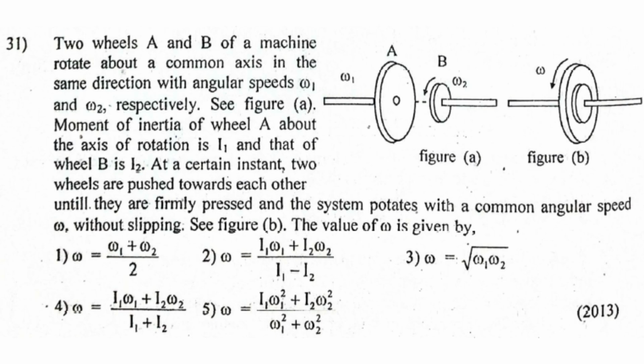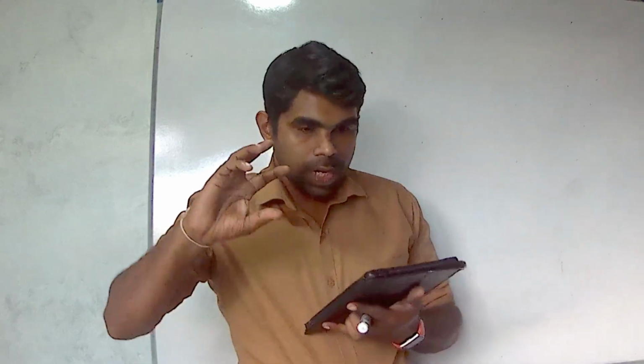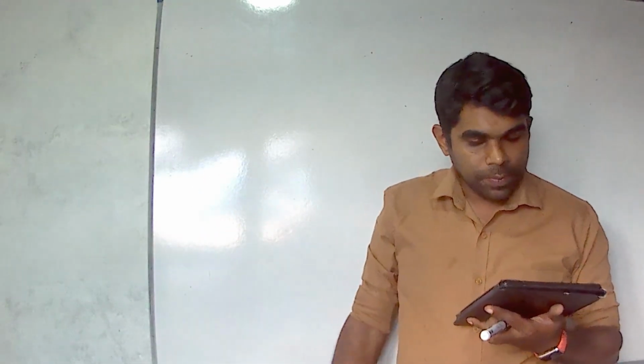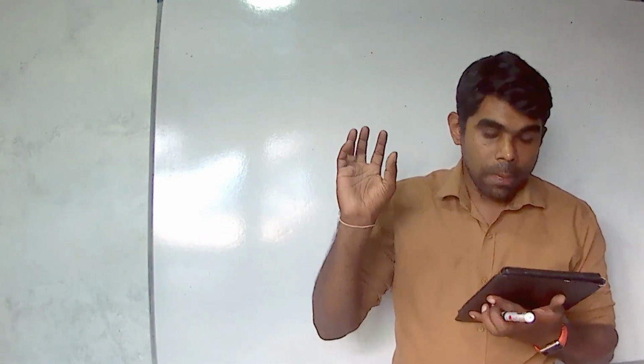The system rotates with the common angular velocity omega without slipping. See figure B. The value of omega is given by. We can use the conservation of angular momentum. Both wheels are rotating in the same direction before the collision.